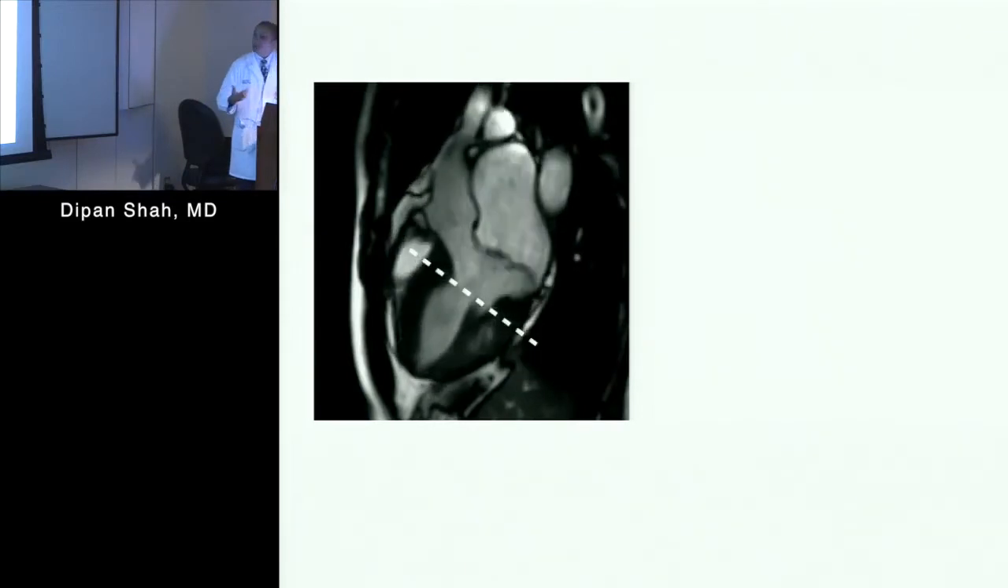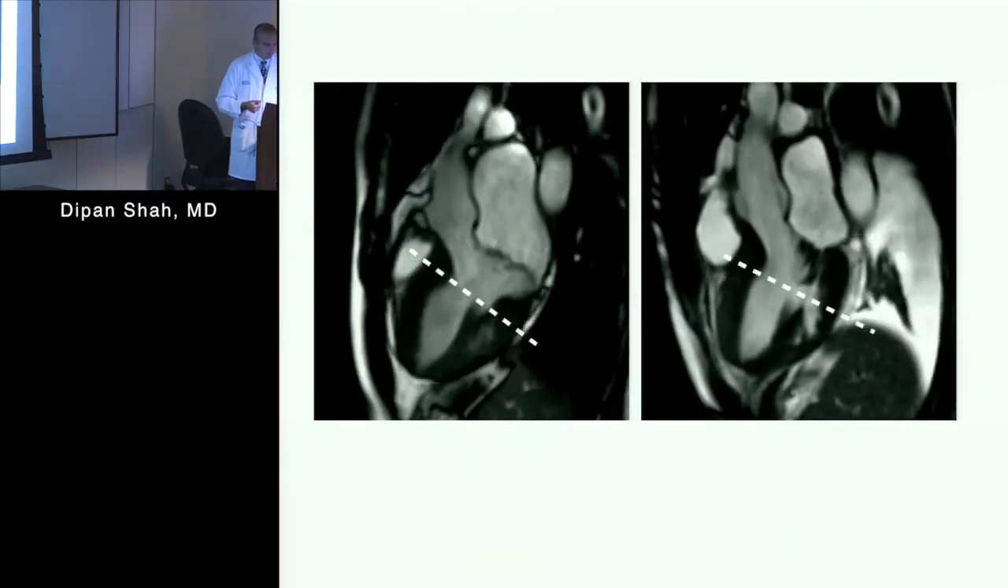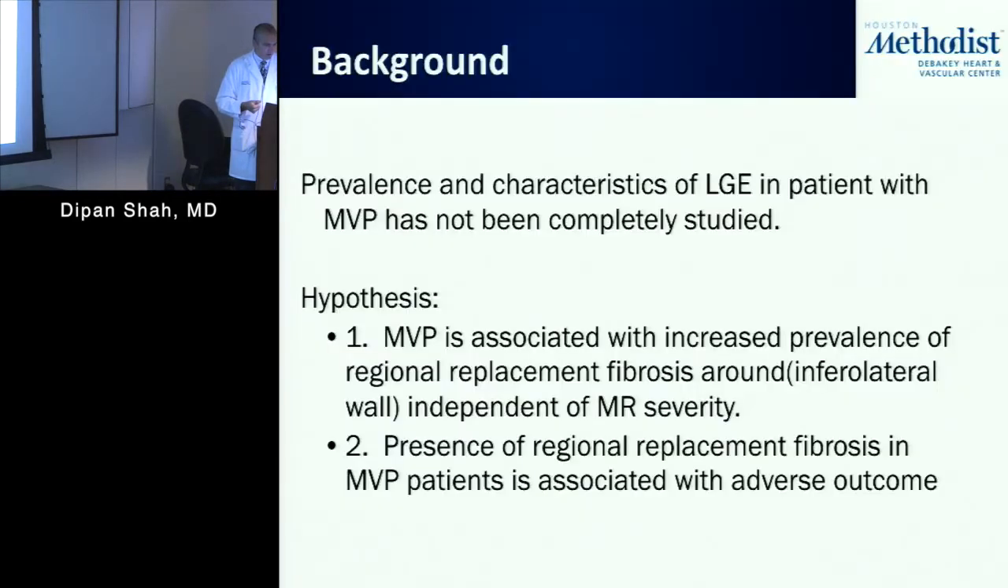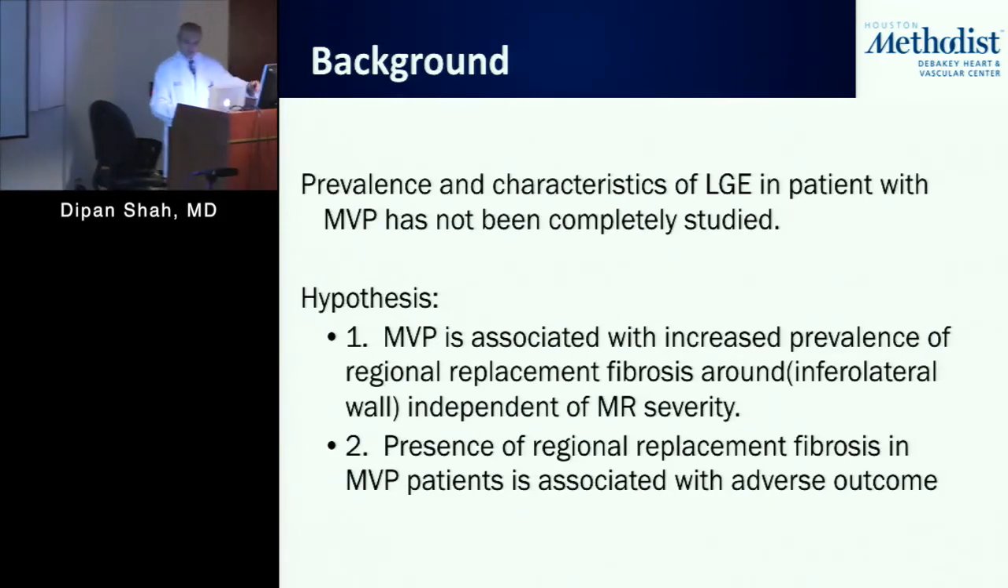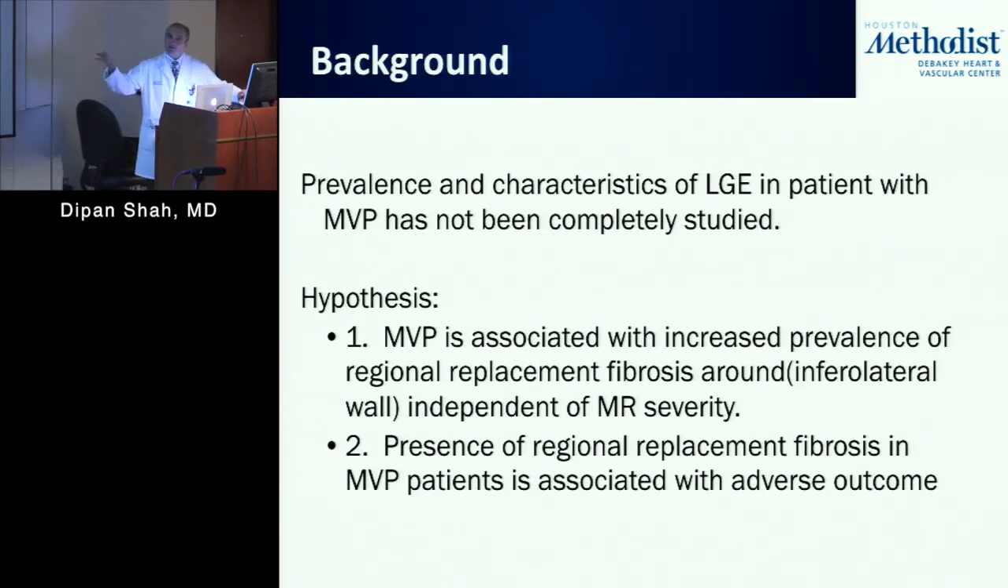Now the question is, how often does this happen? So what we wanted to find out is how often does this happen, and is the presence of this fibrosis, again, these are small areas, associated with adverse outcome? Because if you look at the literature with regard to mitral valve prolapse, it's kind of waxed and waned as to whether there is an increased arrhythmic risk in these patients or isn't there. If you look at the literature over the last 20, 30 years, there are some studies that suggest there is, and some that suggest maybe there isn't.